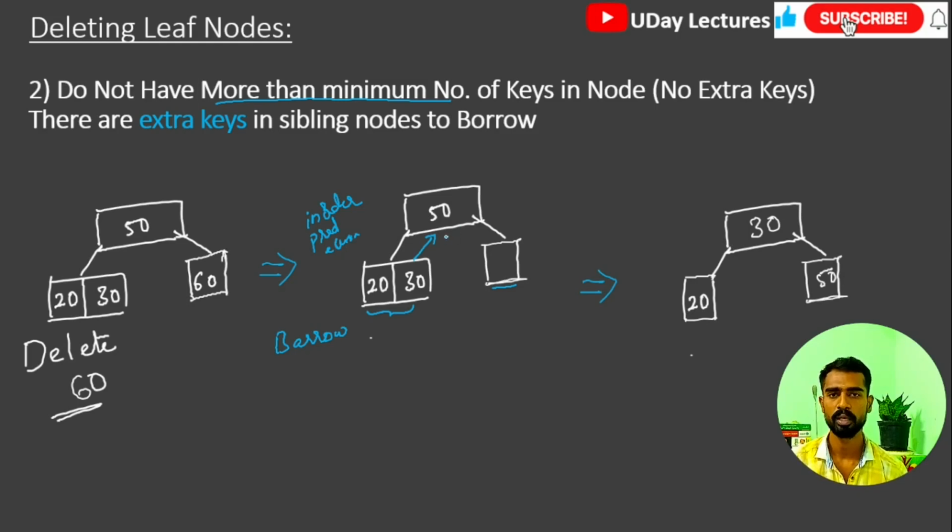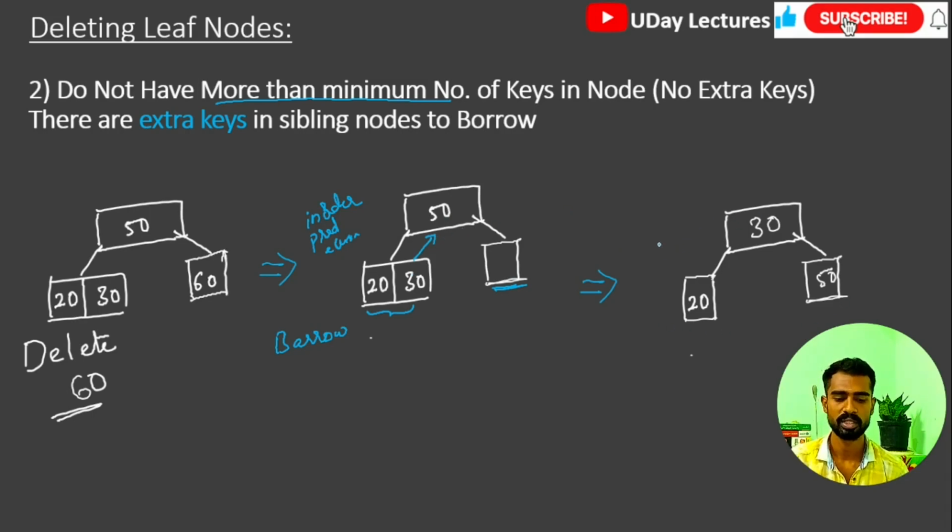If you are not very sure how the borrow operation works, I already explained this in the previous video. I'll share the link in the description section. Do watch that video to understand this better. So after we borrow 30, 30 is going to take the position of the parent, and the parent is going to take the position of the problematic node. So 50 takes its position, and 50's position is taken by the in order predecessor, which is 30. So this is how it is going to work.